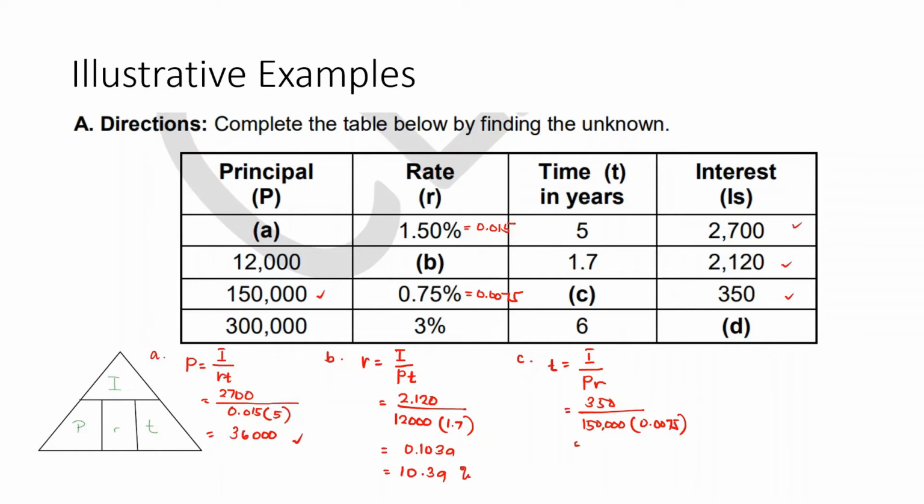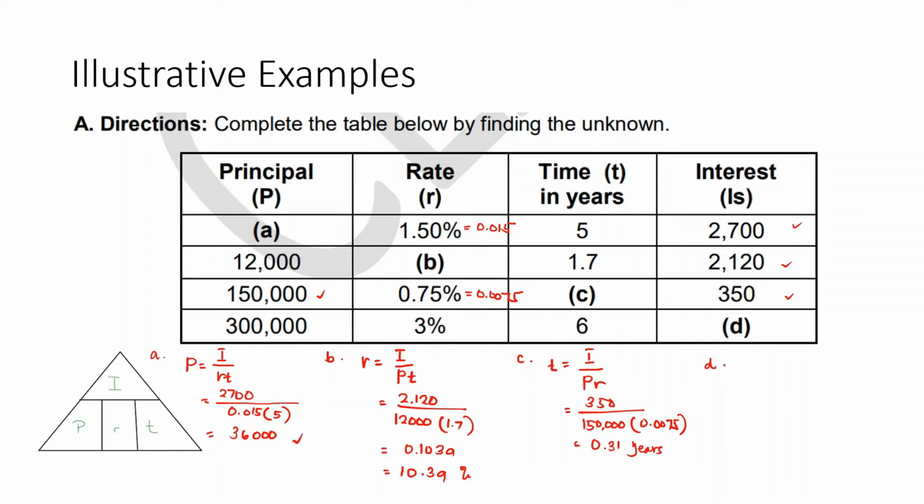Okay. So we will be having 350 over 150,000 times 0.0075. So the answer, that is 0.31. So that is 0.31 years. Okay, let's move to letter D.